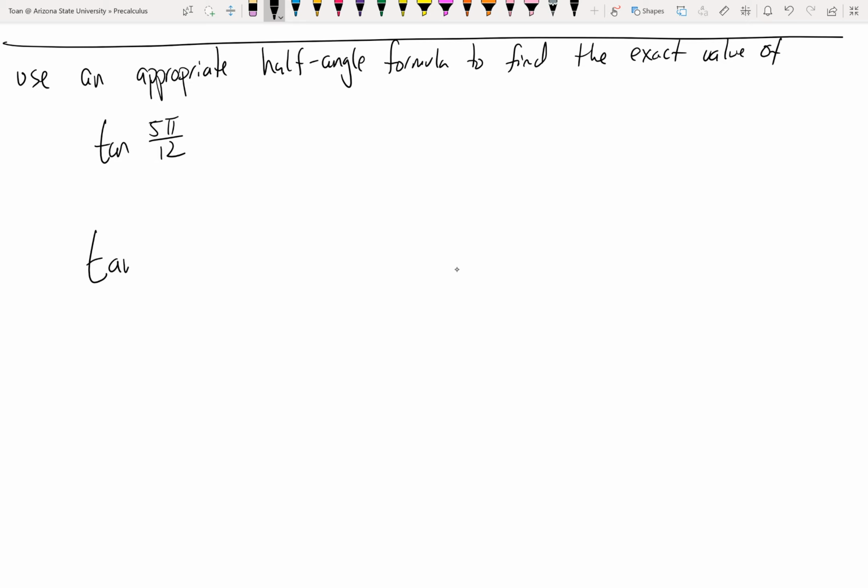So it should be a true statement that tangent of 5 pi 12ths is equal to tangent of double of 5 pi 12ths, which is 10 pi 12ths, half of it. Right? So what I basically said was this guy here is half of his double. Right? 5 is half of the double of 5. 5 is half of 10, no duh.